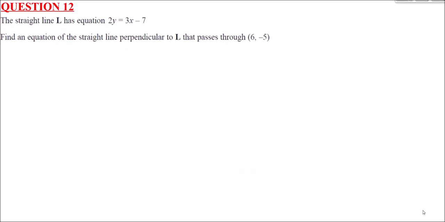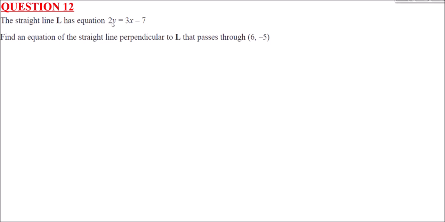Question 12 is about straight lines. So we've got straight line L with equation 2y equals 3x minus 7, and we need to find an equation of a straight line perpendicular to line L that passes through (6, -5). The first thing I'd mention to students would be to remind themselves of the most famous form of the equation of a straight line, and it always begins y equals mx plus c. This one doesn't begin with y as the subject, this is 2y.